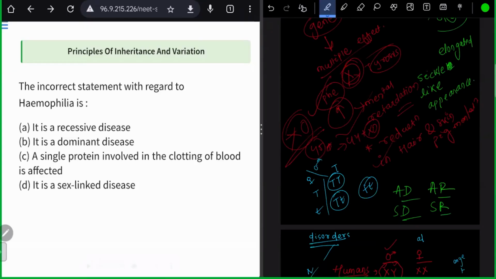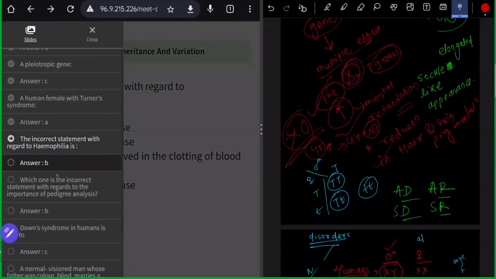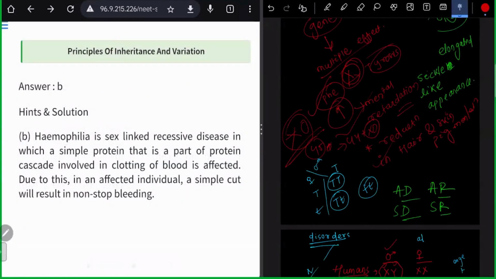Third option is a single protein involved in clotting of blood is affected. Yes, in hemophilia, the mutation leads to the clotting of blood being affected. That means a single protein that is a part of the cascade of proteins involved in clotting of blood is affected. It is an X-linked recessive disorder. So the answer is B. We have to know the incorrect options.